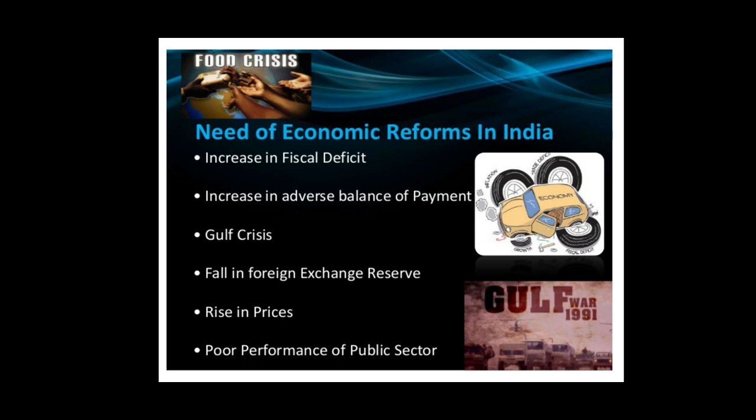Consequently, in July 1991, the then Prime Minister Narasimha Rao, along with his Finance Minister Dr. Manmohan Singh, initiated the economic reforms in India in order to remove the inefficiencies in the economic system. In this connection, India approached the International Bank for Reconstruction and Development, popularly known as the World Bank, and the International Monetary Fund, that is IMF, and received $7 billion as loan to manage the crisis.